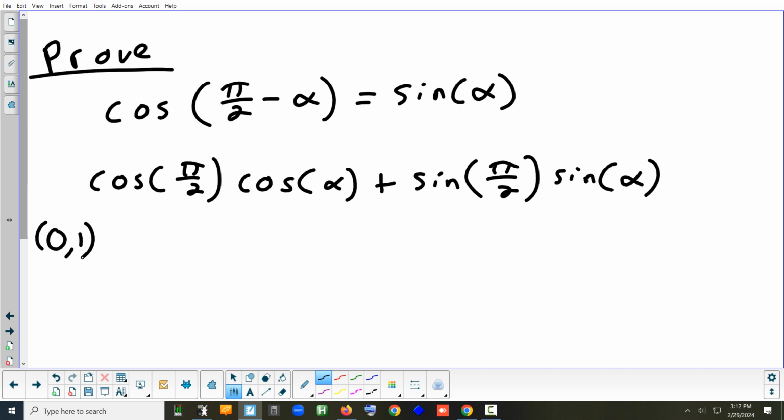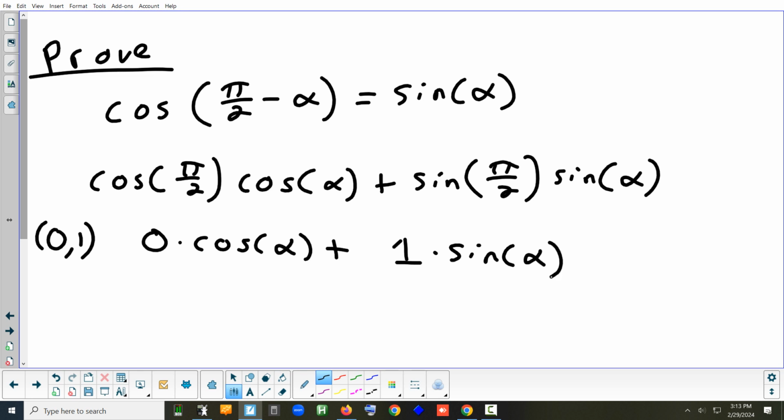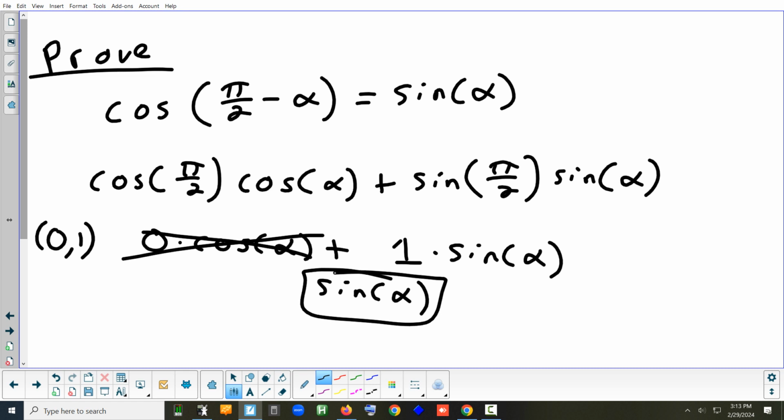Yeah. 0. So that's going to be 0. And what's the sine of pi over 2? Yep. 1. And 0 times cosine, that's going to cancel out. And then when you do 1 times sine, what do you get? This sine. And that's exactly what we wanted to show.